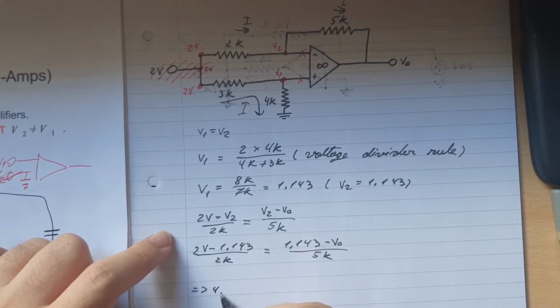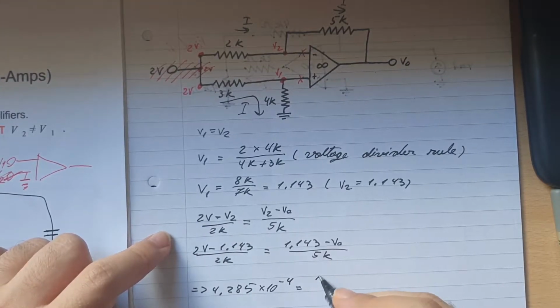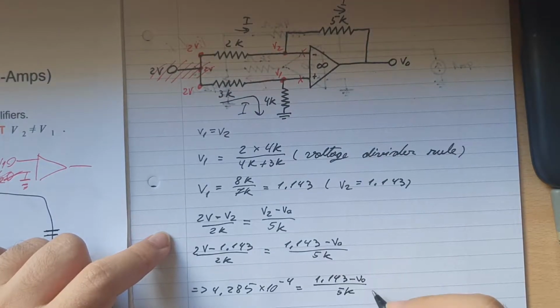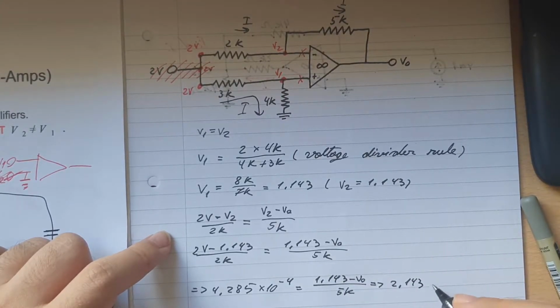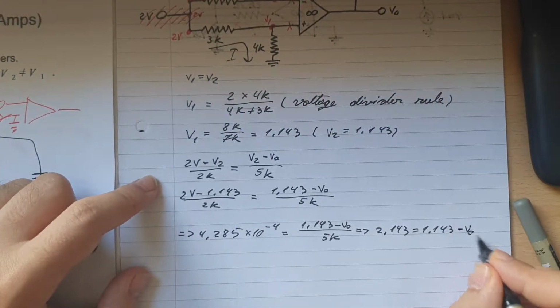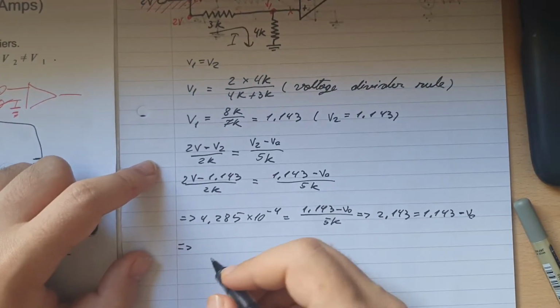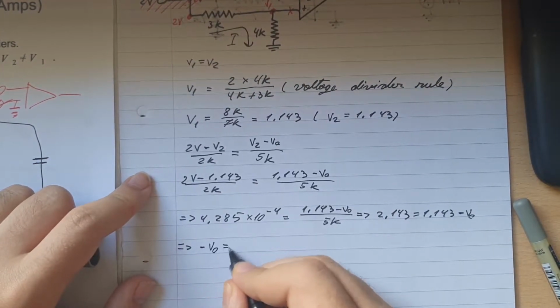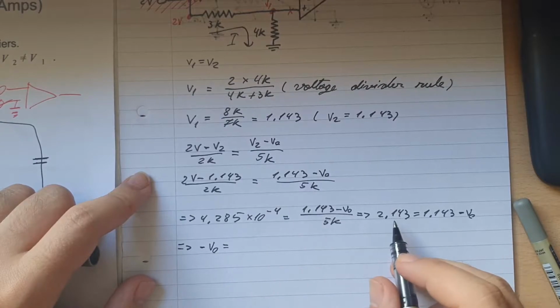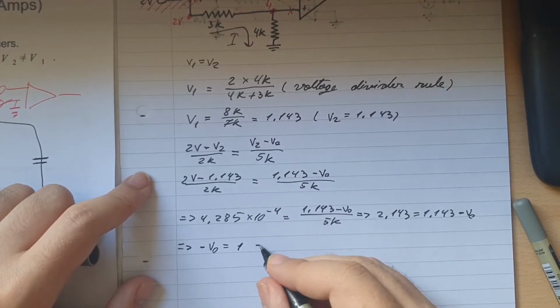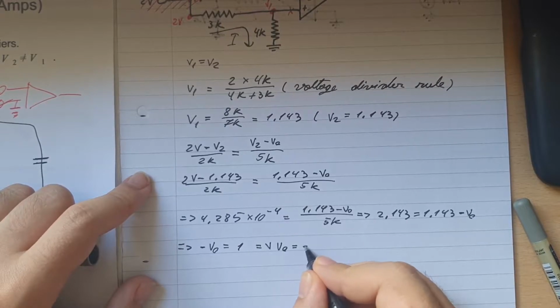Therefore, 4.285 times 10 to the minus 4 will be equal to 1.143 minus Vout over 5K. Therefore, with the 5K multiplied by this value here, that will be 2.143 equal to 1.143 minus Vout. Therefore, minus Vout will be equal to 1. Oh, it is actually 1. That's surprising. It will be 1. Therefore, Vout is equal to minus 1.